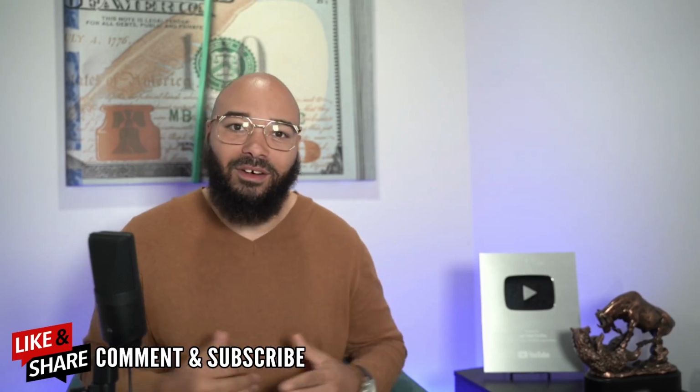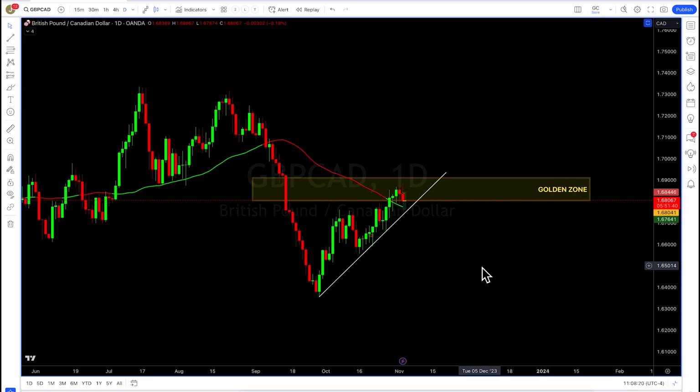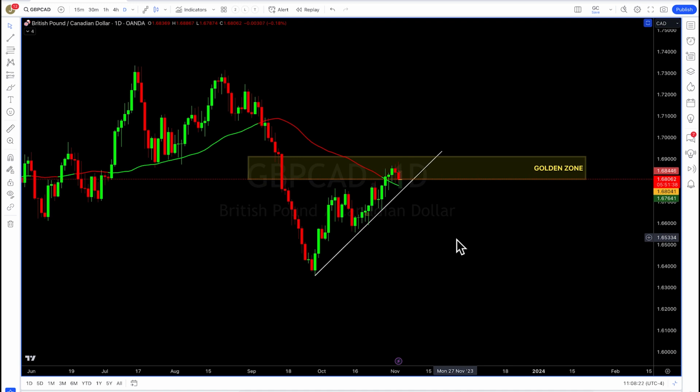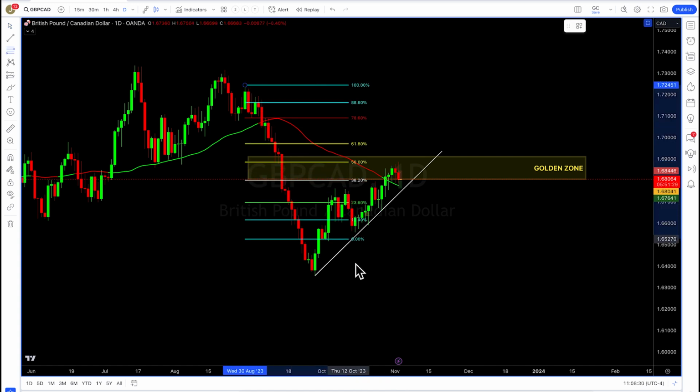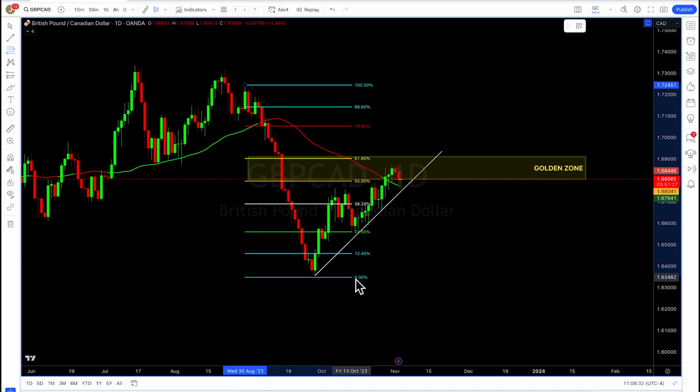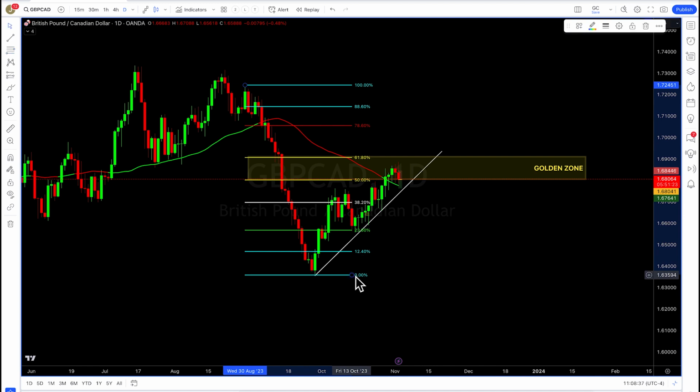All right, let's go. All right, guys, so here's GBP CAD. I wanted to take you to the charts, take you out of Discord and bring you to TradingView. And I got this Fibonacci because I went from this peak down to here. And that's where I got that golden zone from. It's that 61.8 50% level.